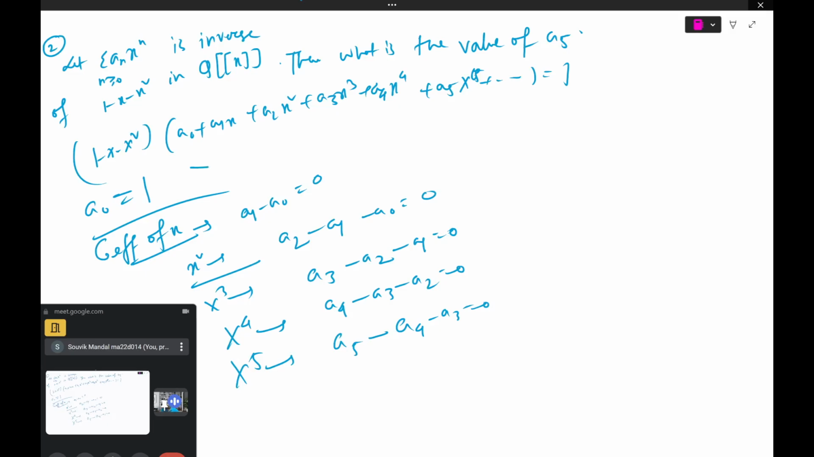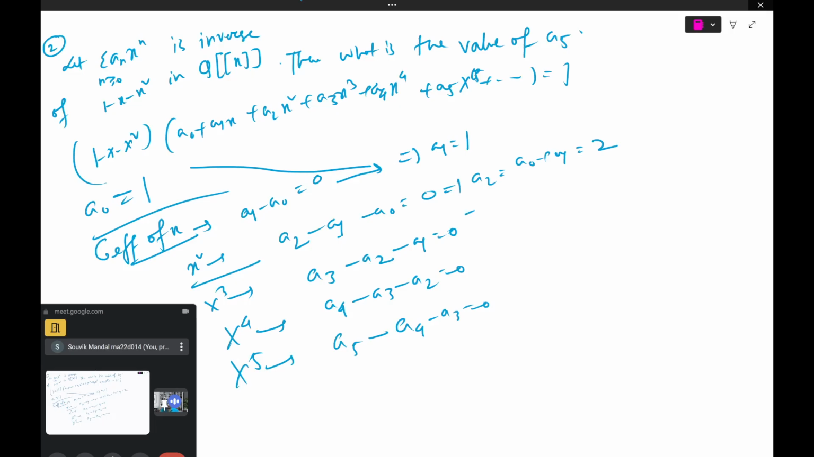Here a is equal to 1. So these two equations give a1 is equal to 1. Now we know a0 and a1 here. So this implies a2 is equal to a0 plus a1. This is equal to what? a0 and a1 both are equal to 1.